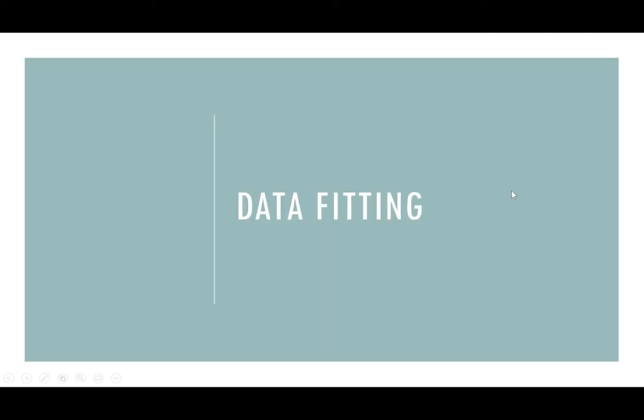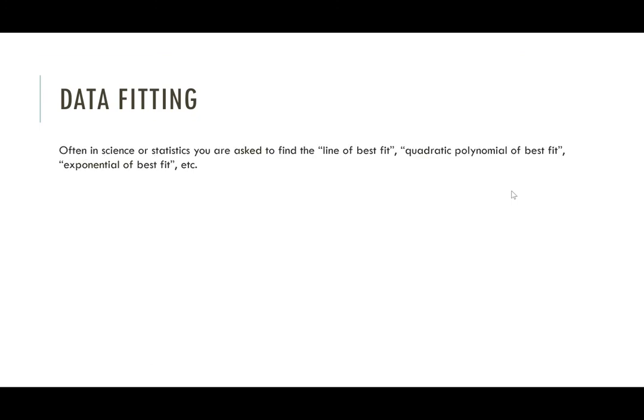Okay. So now let's talk about data fitting, because this is really where least squares shines. This is the reason why people came up with it. Often in science or statistics, you're asked to find something like the line of best fit, which you've probably seen a lot, or sometimes a polynomial of best fit. Maybe the quadratic polynomial of best fit, or some exponential of best fit, depending on what your data distribution looks like. So you often want to find some curve of best fit. And so how do you do it?